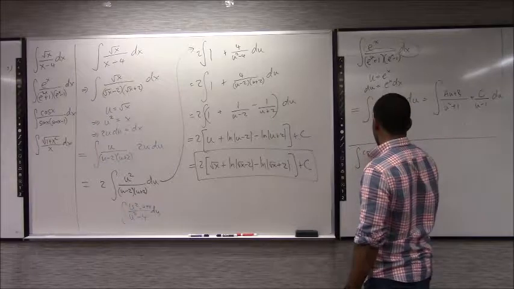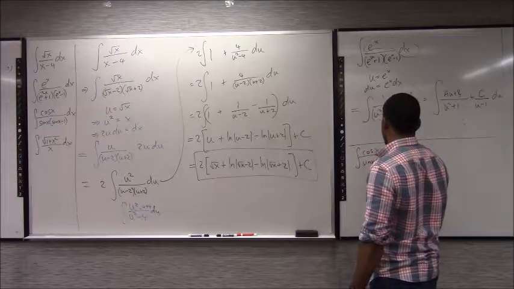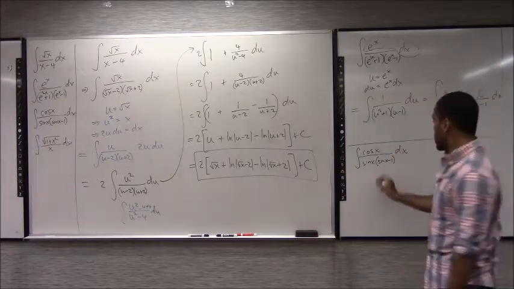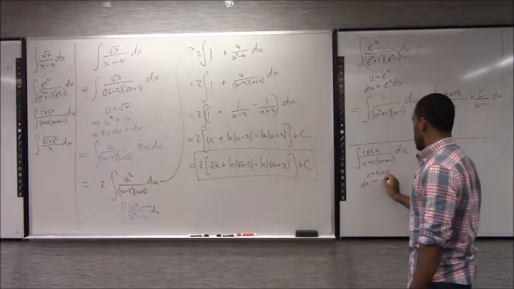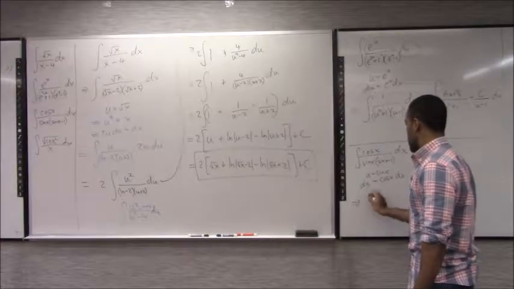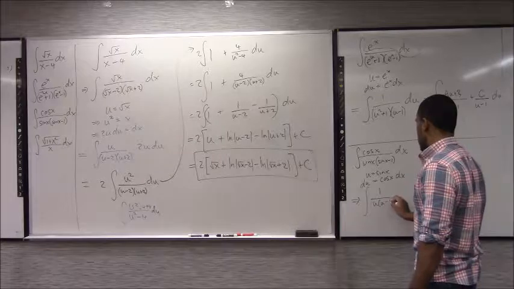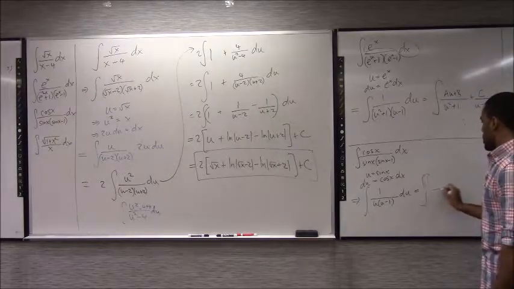In the case of cosine x over sine x times sine x minus 1 dx, I would have done u equals sine x. My du would be cosine x dx. And so this guy just becomes 1 over u times u minus 1 du. That one's actually not so bad.